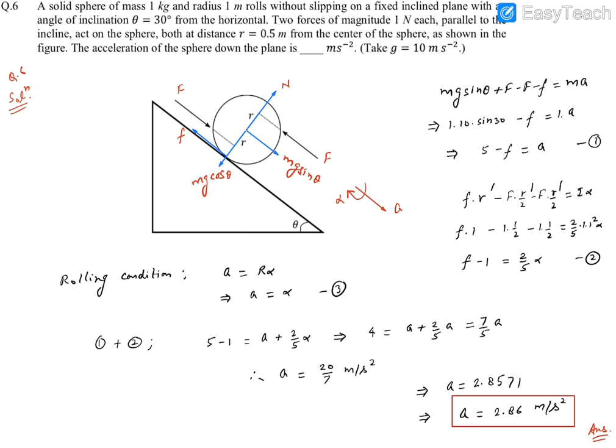20 divided by 7 meter per second squared. Now you can convert this to decimal places, so it's 2.8571 meter per second squared. Since the question says to round off to 2 decimal places, the 7 will lead to making it 6. So 2.86 meter per second squared will be the final answer for this particular question. Thank you.